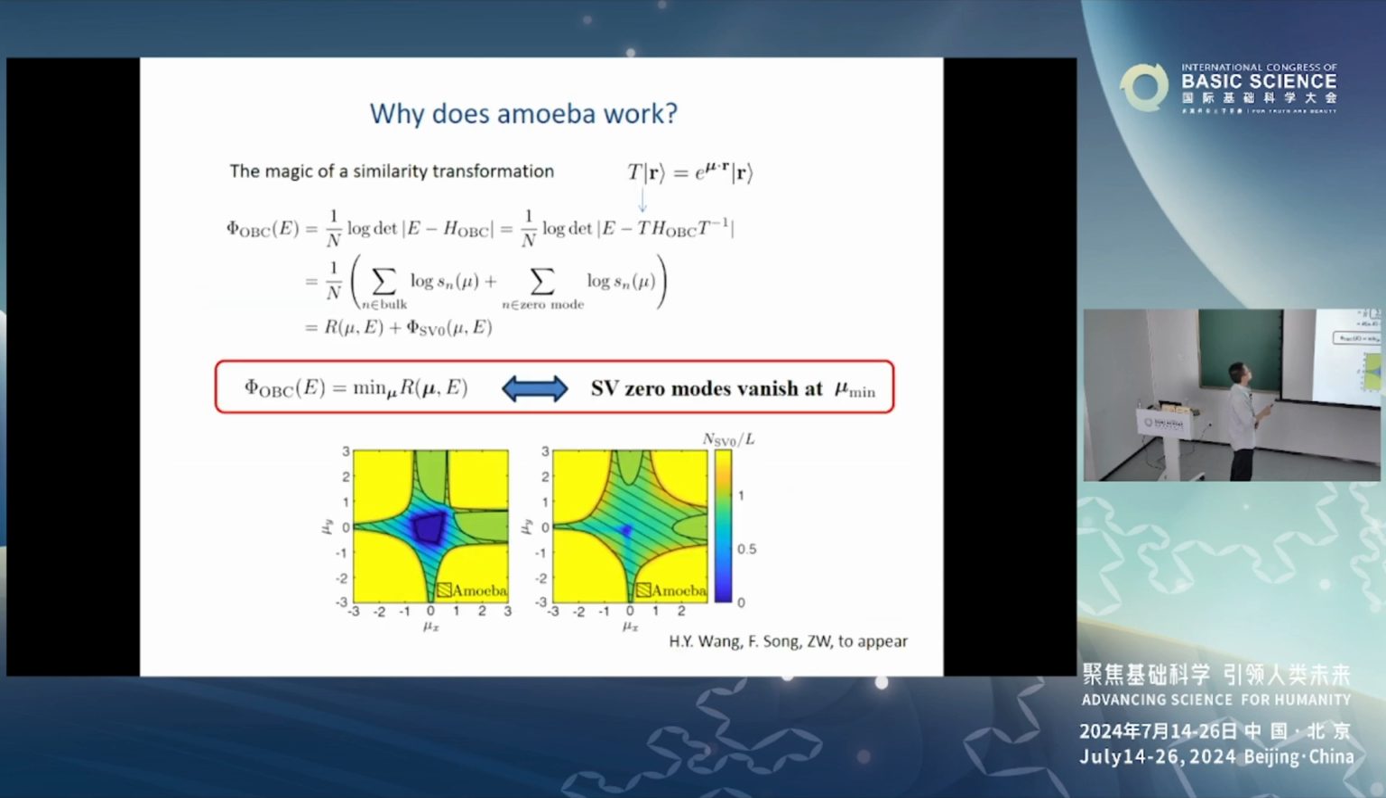Now we can do a very simple thing, which is just a similarity transformation to the Hamiltonian. Then we find that the Coulomb potential of the open boundary conditions becomes this Bloch contribution minus the zero mode contribution under the twisted boundary conditions. So this similarity transformation actually does a twist to the Hamiltonian. So this is the singular value of the zero mode under the twisted boundary condition.